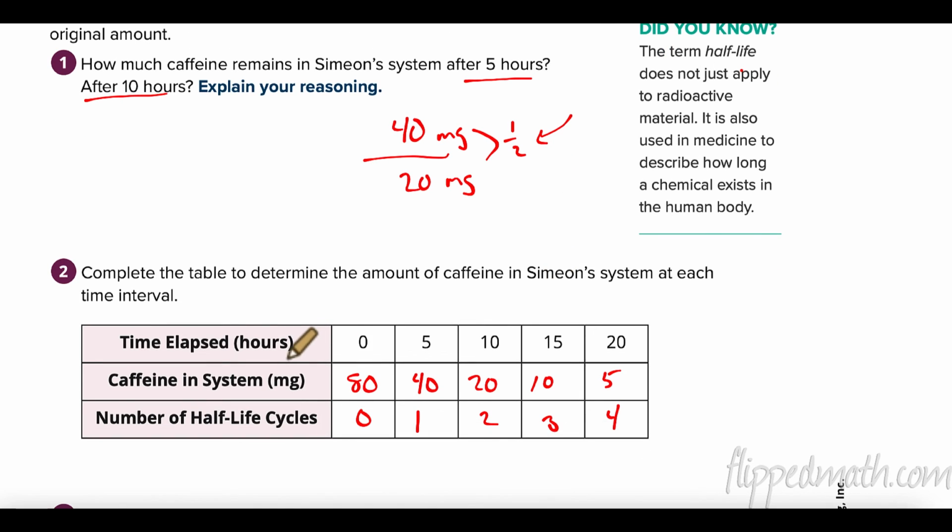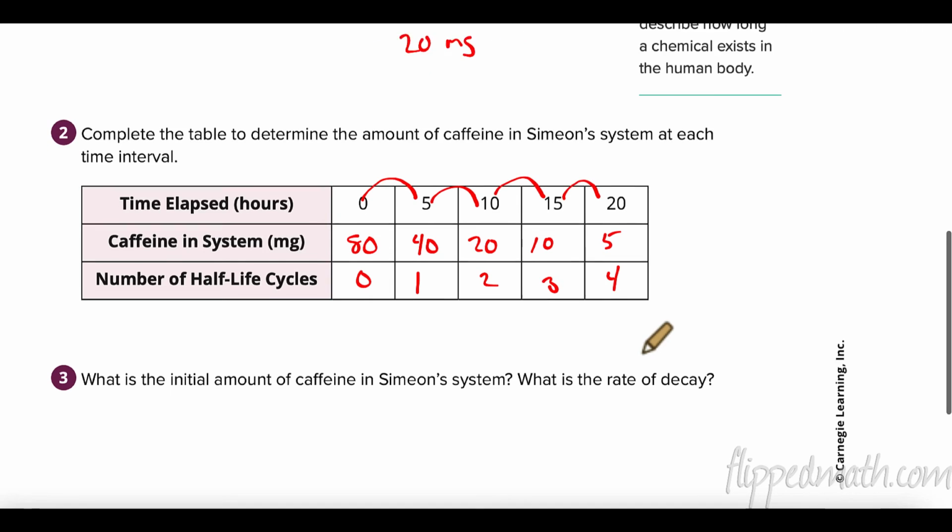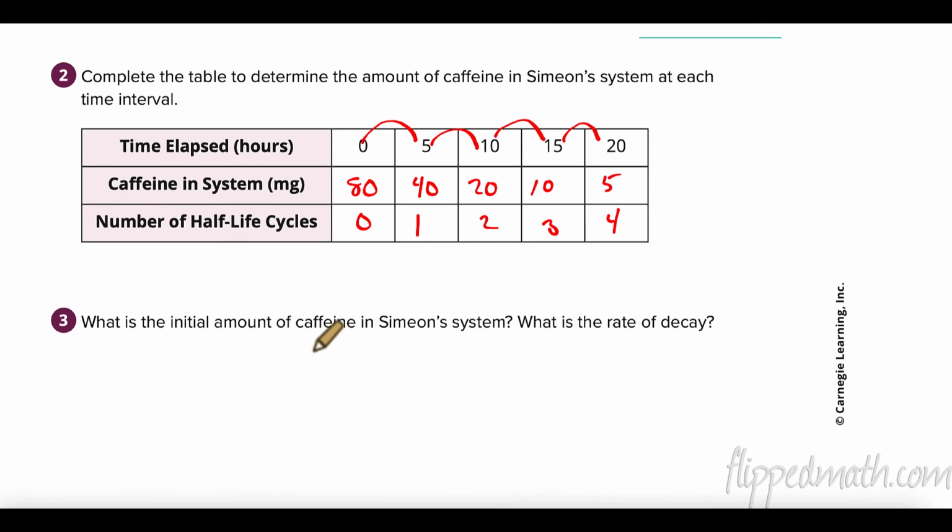So if we look at the table, 1 half-life cycle, right? I had 80, then I had 40. 2 half-life cycles, I'm down to 20. 3 half-life cycles, I'm at 10. 4 half-life cycles, I'm at 5. All right? So what is the initial amount? His initial amount is 80.